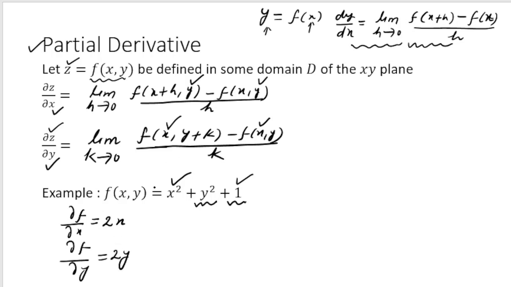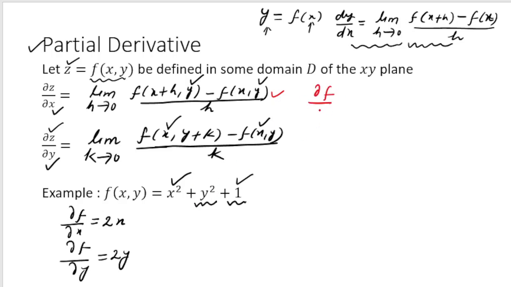But using the definition, I just want to show you, and actually this is just for your understanding. For problem solving, we follow the rules of derivatives, we do not use the definition. But just in case you want to understand how this definition works, I am going to differentiate this function partially with respect to x.